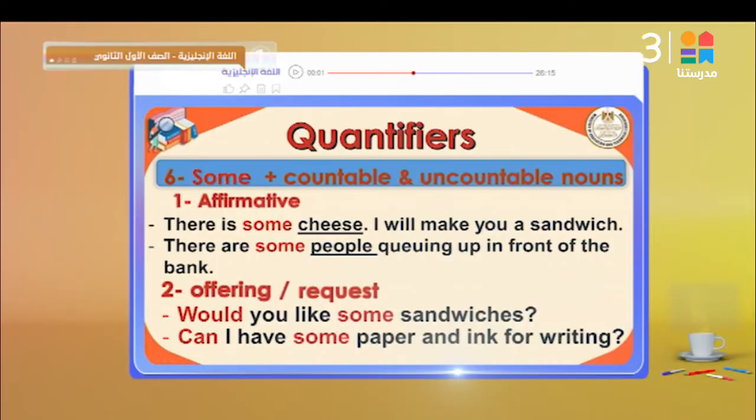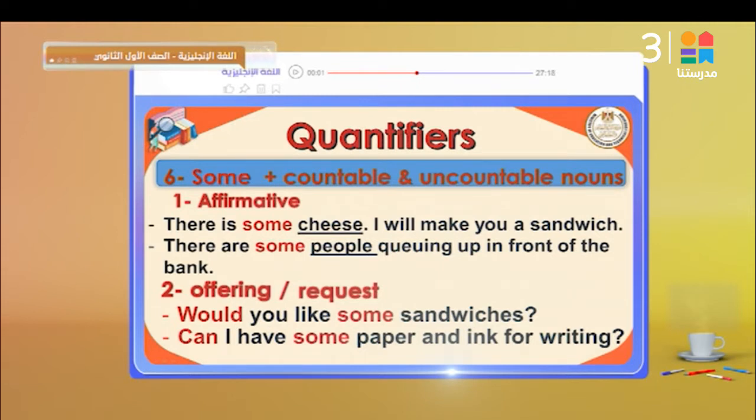What about some? The word some can be used in affirmative sentences with countable or uncountable nouns. So we can say there is some cheese. Look at the word cheese, we treat it as singular. There is some cheese, but we say there are some people because people is countable and plural, so we treat it as plural. But the word cheese is uncountable, so we treat it as singular. There is some cheese, there are some people. So we use the word some with countable or uncountable nouns.